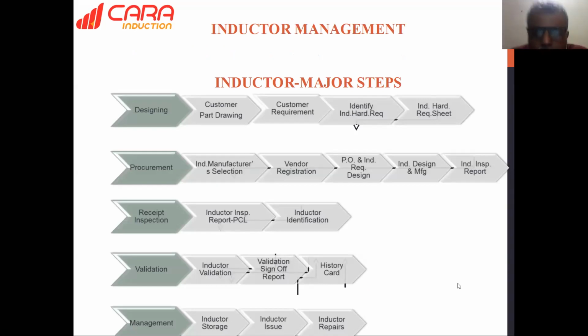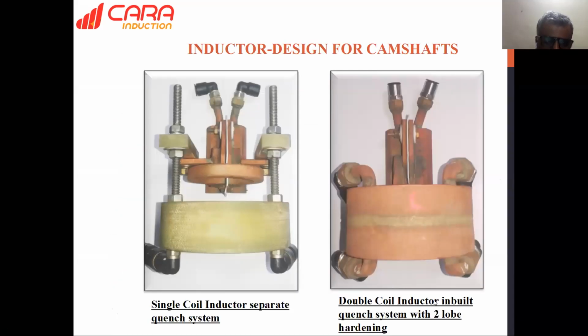Now the inductor is the main tool, and if we take care of the inductor and inductor management, then we are not facing any problems. For the inductor, designing is the most important. According to the customer part drawing and customer requirement, we have to identify the induction hardening requirement, and accordingly we design the inductor. To control all that, inductor designing is important, and procurement of the inductor is important. In inductor designing, I have shared some designs here. This is a single coil, and here it is a double coil, with quenching built in.